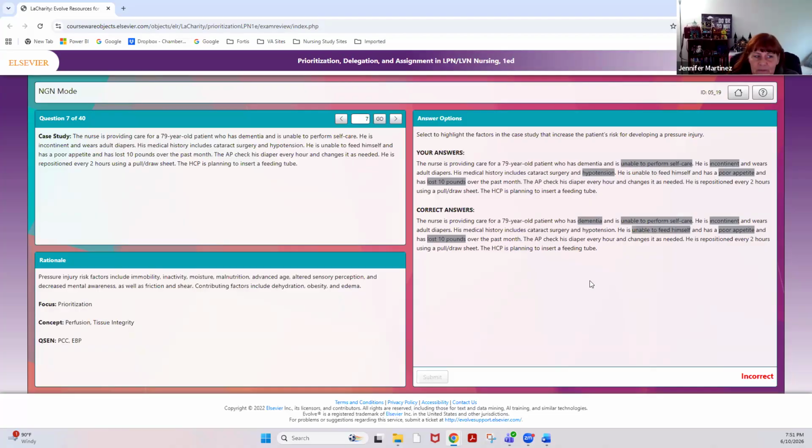Still incorrect. What did we miss? Dementia. Why is dementia a risk factor here for pressure areas? They'll forget to move or something. Absolutely, they forget to move and they may not recognize some of those clues, right?